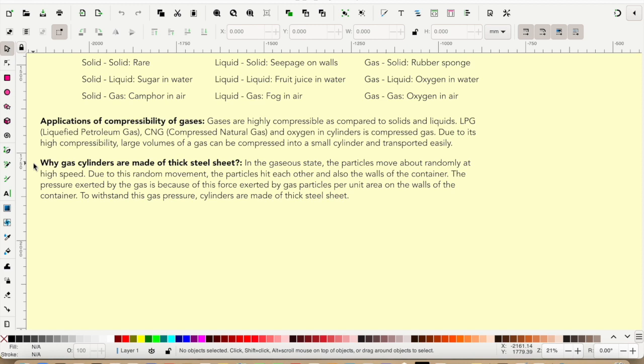One question arises, why gas cylinders are made of thick steel sheet? As we know, gas particles have most kinetic energy. They move freely. Inside the gas cylinder, they collide with each other and also with the walls of the cylinder. This creates pressure on the walls. To withstand this pressure, cylinder has to be very strong. That is why it is made of thick steel sheet.